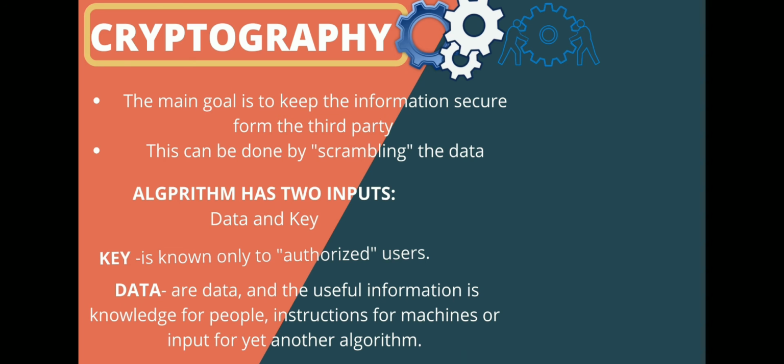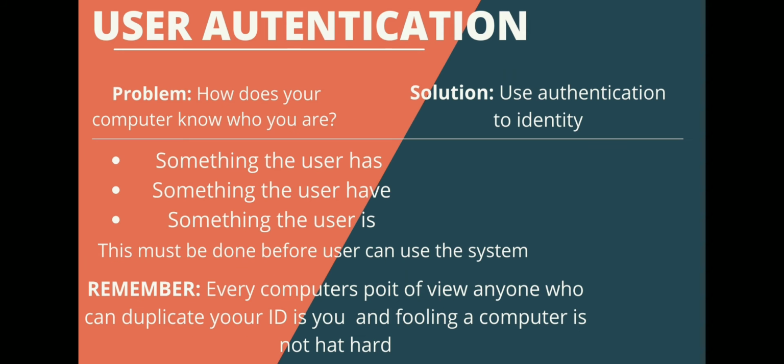An algorithm has two inputs, the data and the key. The key is known only to authorized users, while data is raw, and useful information is knowledge for people, instructions for machines, or input for yet another algorithm.